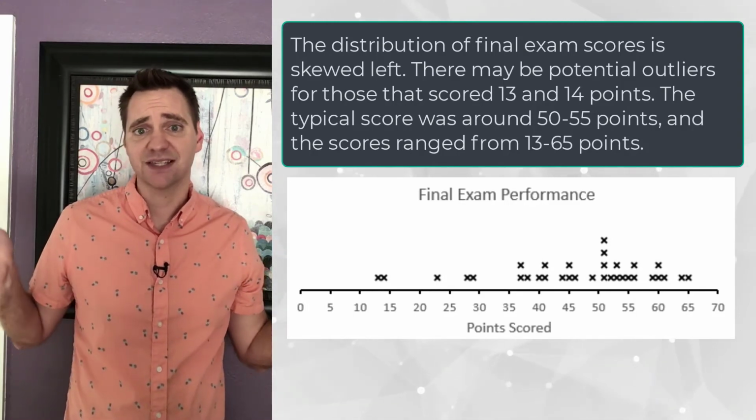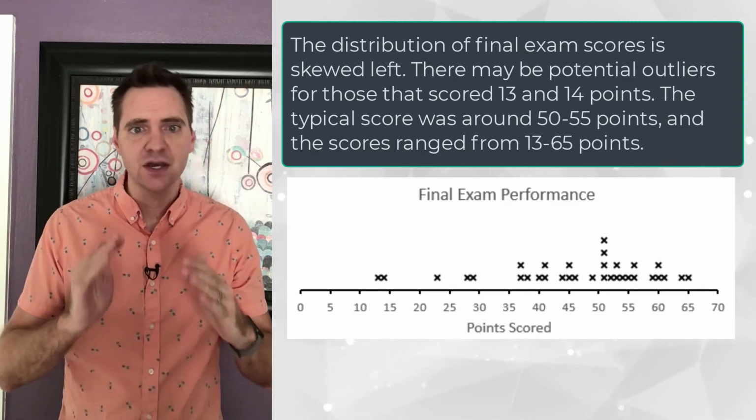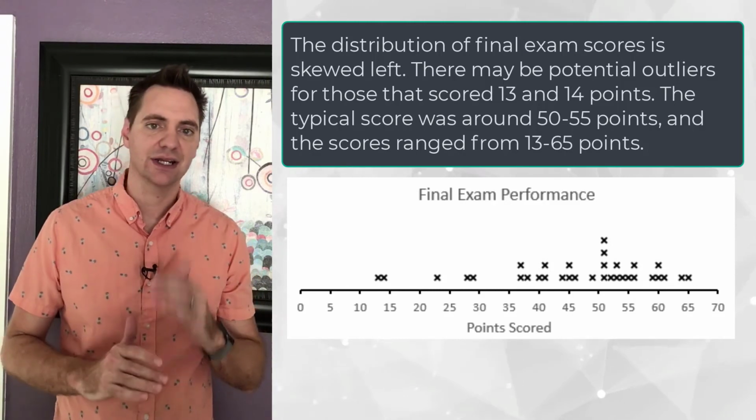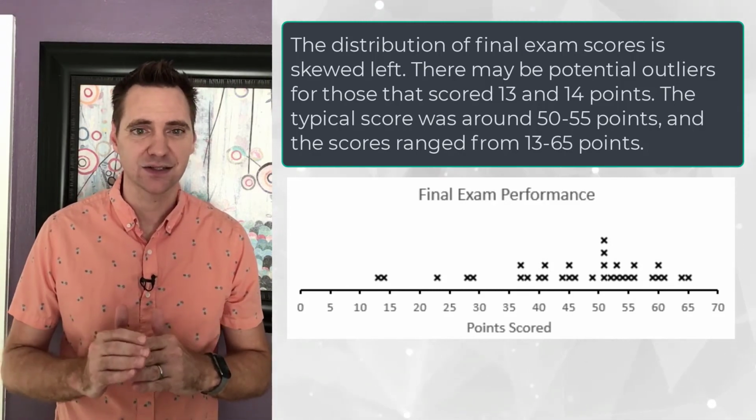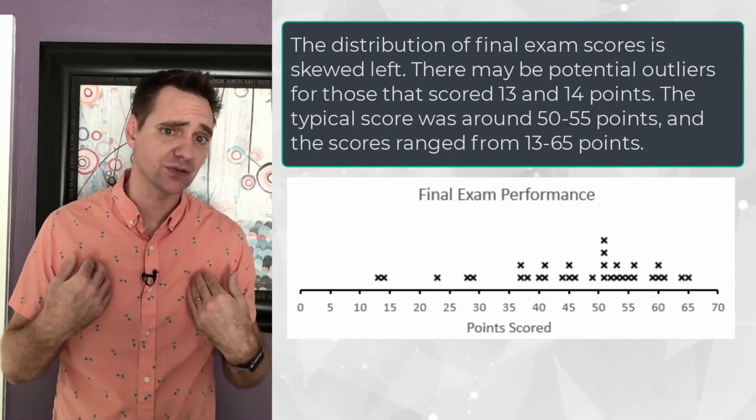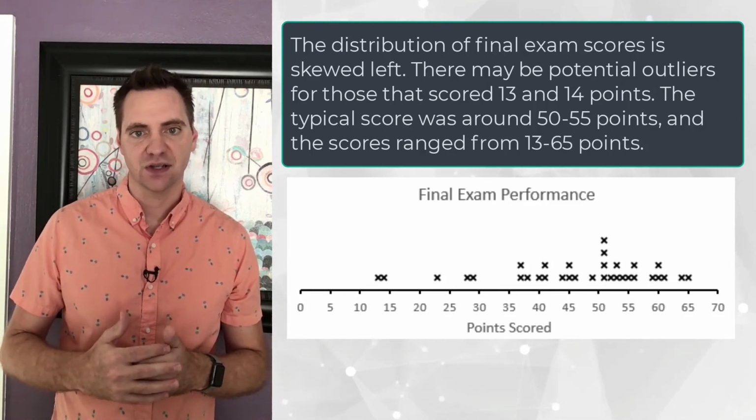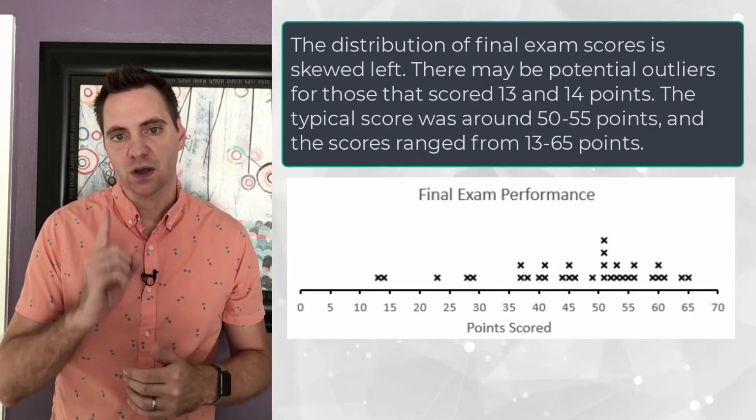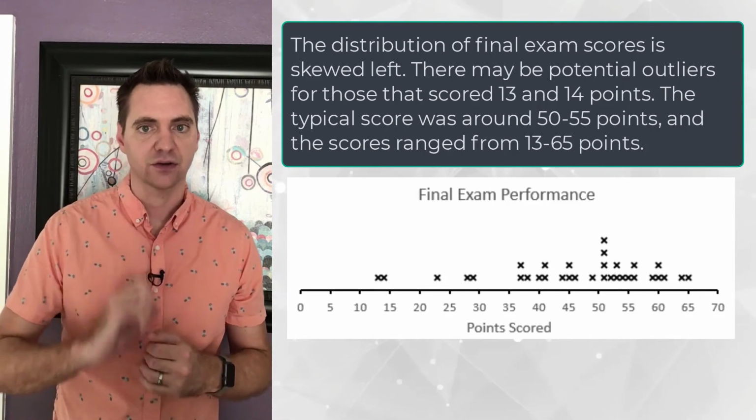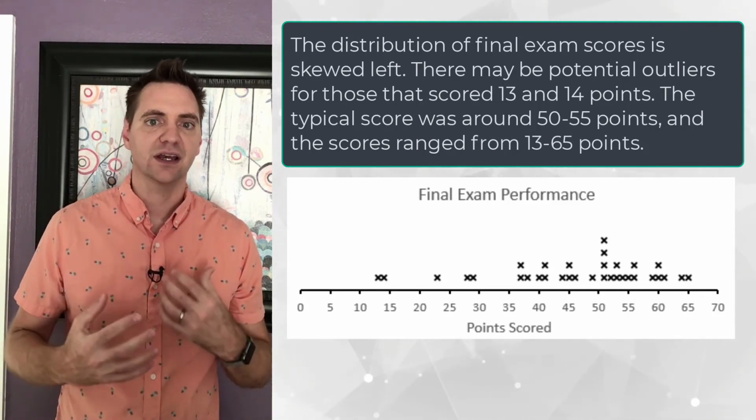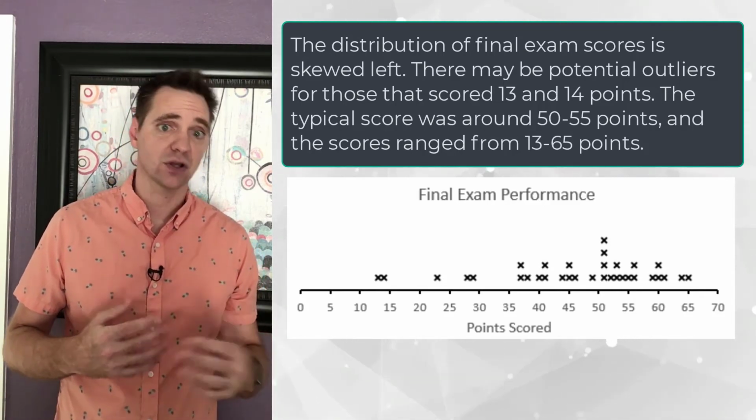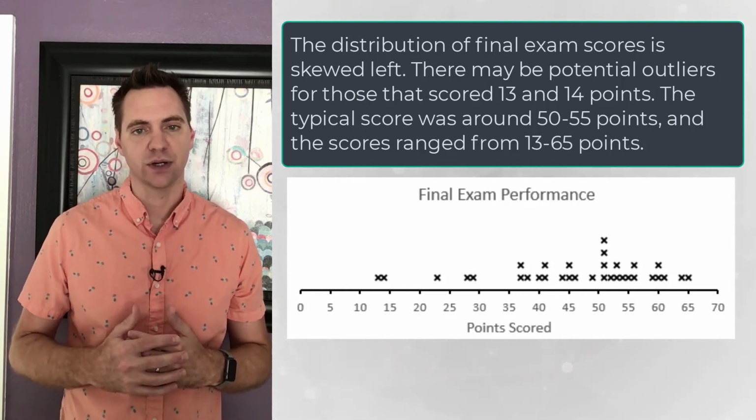I'm done. That's it. Do you see what I did there? Shape, unusuals, center, and spread, all in context, talking about the individuals as my students and the values as their final exam scores. Remember, talk about what the graph represents, not the graph itself. Lastly, I use qualifying language like potential outliers and around 50 to 55 points.